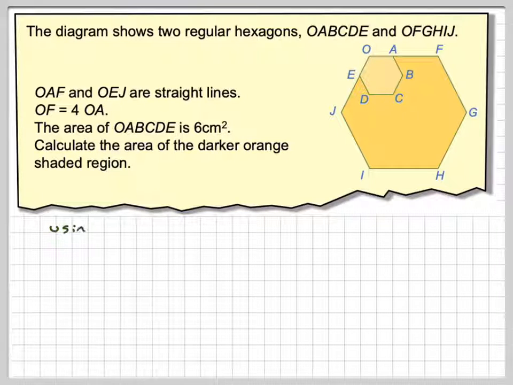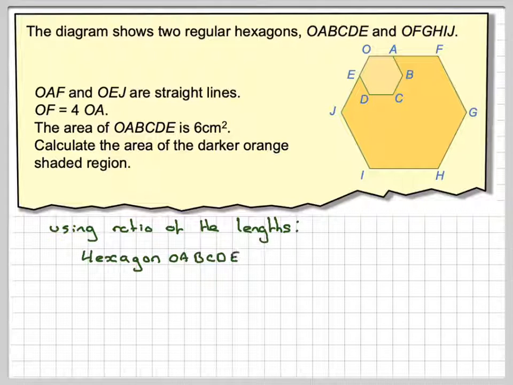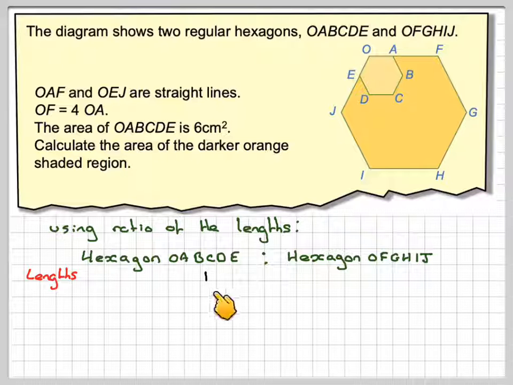Right, this involves using ratio, and because we have the ratio of the lengths, we know that OF is 4 times OA. So if we take hexagon OABCDE and hexagon OFGHIJ, the ratio of the lengths will be equal to 1 to 4. But we want the ratio of the areas. So the ratio of the areas is going to be 1 squared to 4 squared, which is 1 to 16.